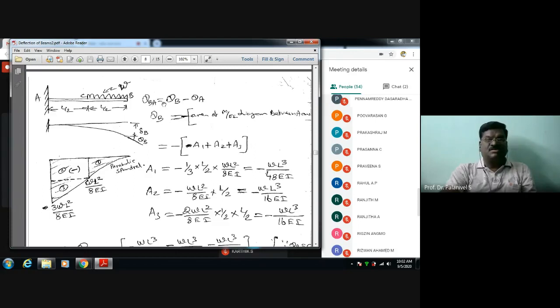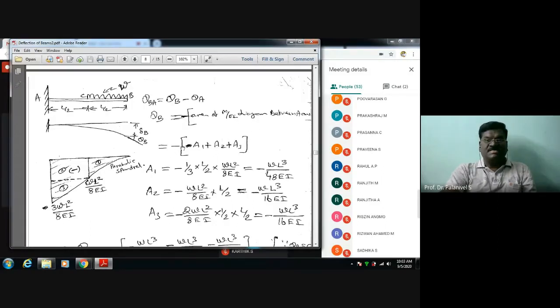Now I wanted to determine the angular rotation at the free end. Theta B is equal to theta B minus theta A. Theta B is nothing but the relative angular rotation between the tangent at B and the tangent at A, which is equal to the angular rotation of the tangent at B minus the angular rotation of the tangent at A. Theta A is 0 because if you draw the tangent at A, it is horizontal. That is why there is no angular rotation for the tangent at A. So theta B, the angular rotation at B alone, is equal to minus the area of the M by EI diagram between A and B.